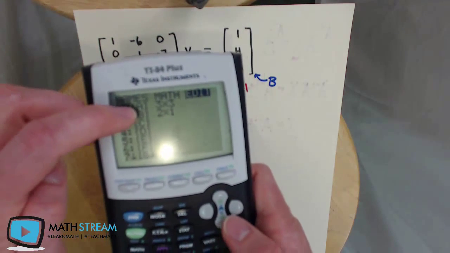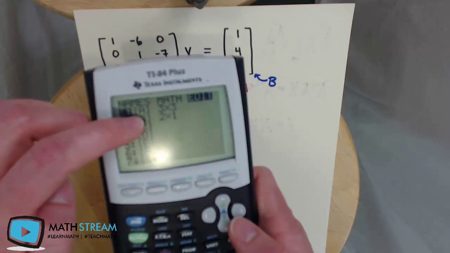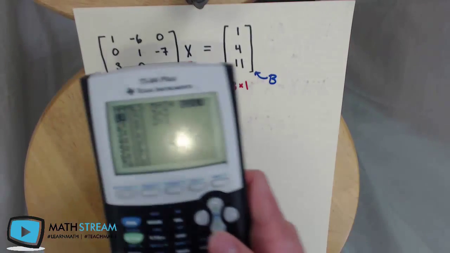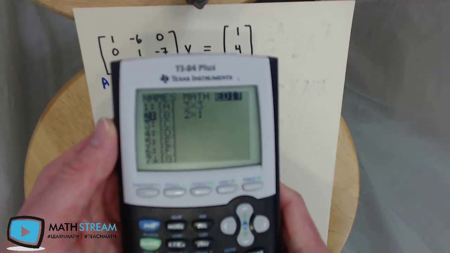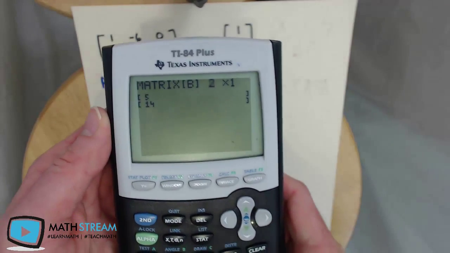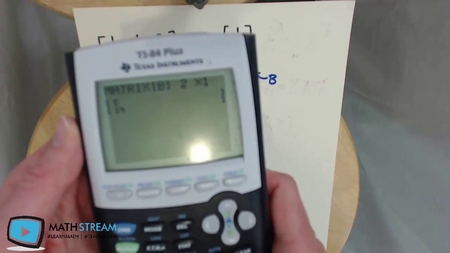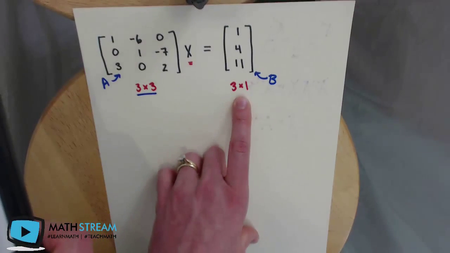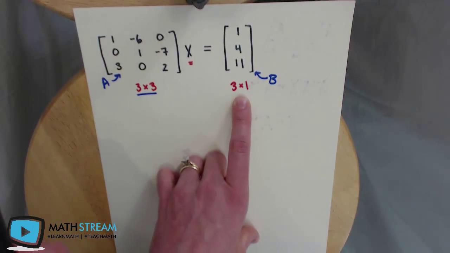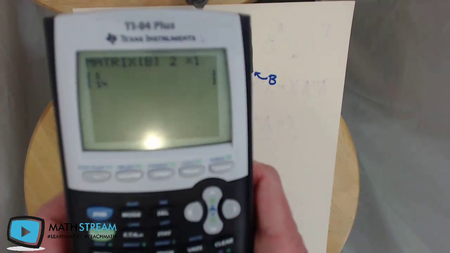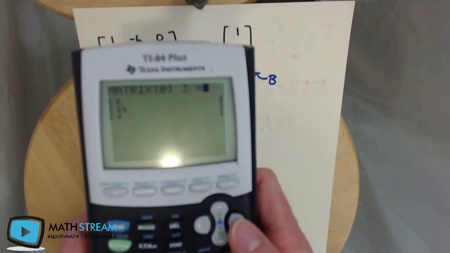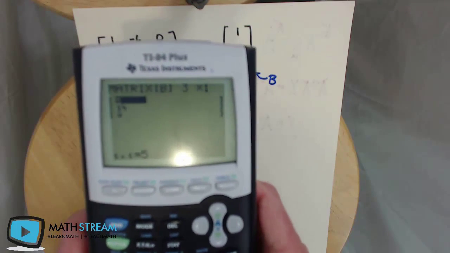This time we don't want to select A, we want B because we're going to fill in matrix B. So use your down arrow, select B. Again, it's going to ask you to choose the dimensions. Now remember, our B matrix is 3 by 1. So we want to input those into our calculator. 3, use the arrow, 1, enter.